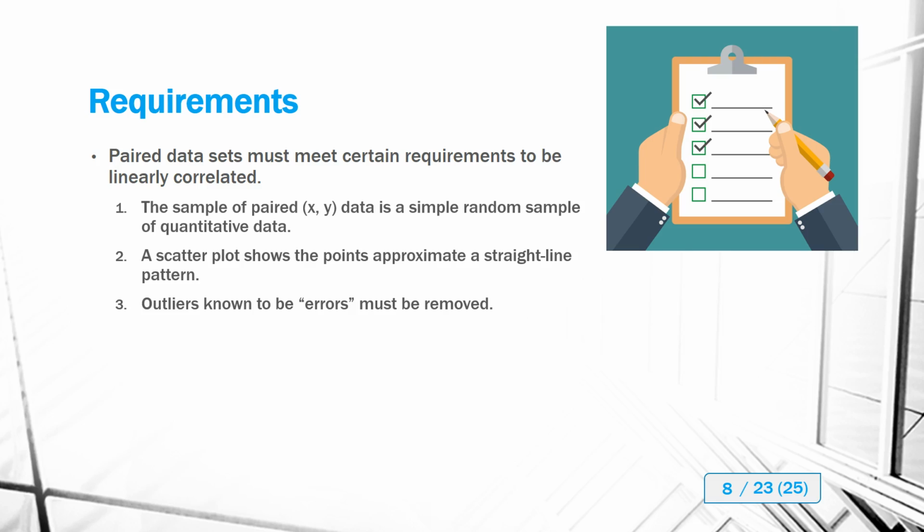The third requirement is that outliers that are known to be errors must be removed. Now notice I put "errors" in quotation marks, because just because an outlier exists doesn't mean it's something that should be thrown out. Sometimes the outlier actually belongs in the data set.